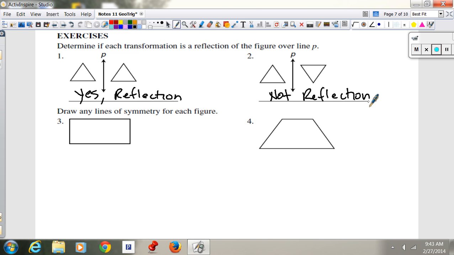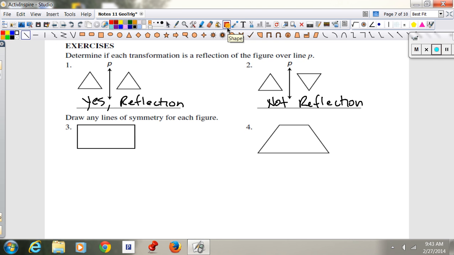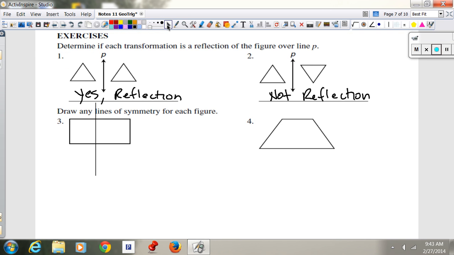Okay, lines of symmetry. How many lines of symmetry would the first figure have? Just 2? 4? So you're definitely going to have one right here, right? Or in the middle.